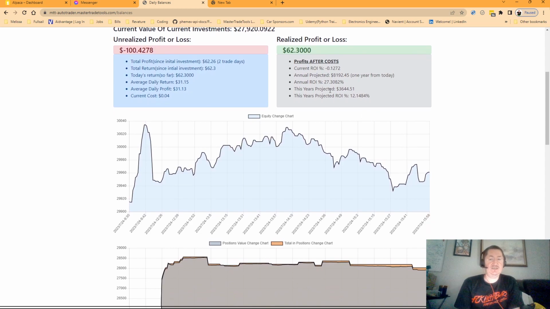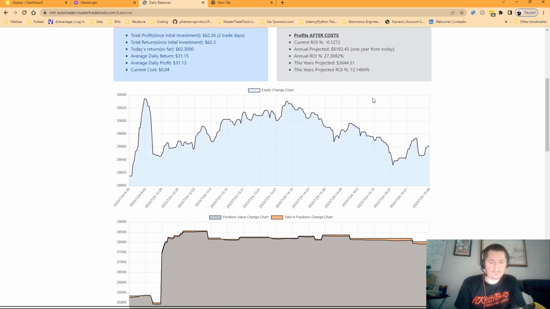This year's projected is from now, or from any time that you get into the investment or into the application, to January 1st of the next year. It's showing we're supposed to make $3,644.51. This year's projected ROI is saying that we're expected to make 12.1484% by January 1st of 2024.